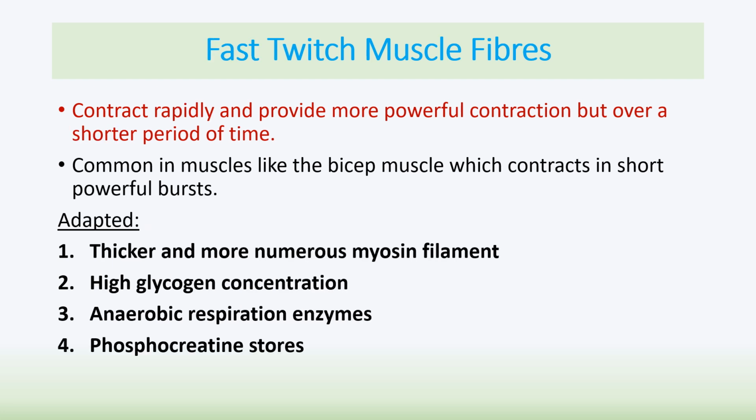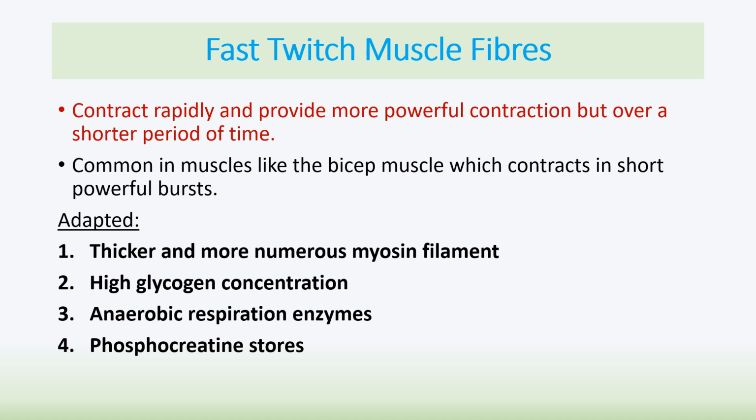Twitch muscle fibers contract rapidly with a more powerful contraction but over a shorter period of time, and it's common in muscles that have to have bursts of activity, such as biceps lifting weights, or for sprinters in their legs maybe. They're adapted by having thicker and more numerous myosin filaments, which means more myosin heads to attach to the receptor sites and therefore a strong contraction.